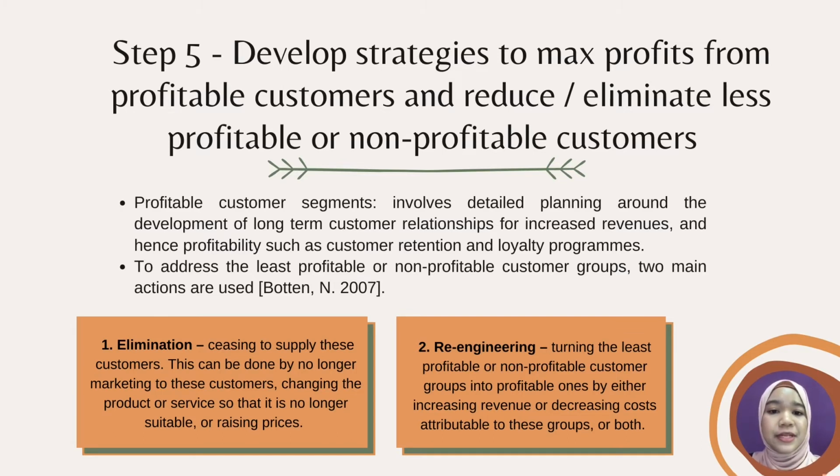The first one is elimination, which is ceasing to supply this customer. This can be done by no longer marketing to this customer, changing the product or service so that it is no longer suitable, or raising price. The second one is re-engineering, which is turning the least profitable or non-profitable customer group into a profitable one by either increasing revenue or decreasing costs attributable to this group, or both. Examples include charging additional fees for service or using differential pricing according to customer segment.